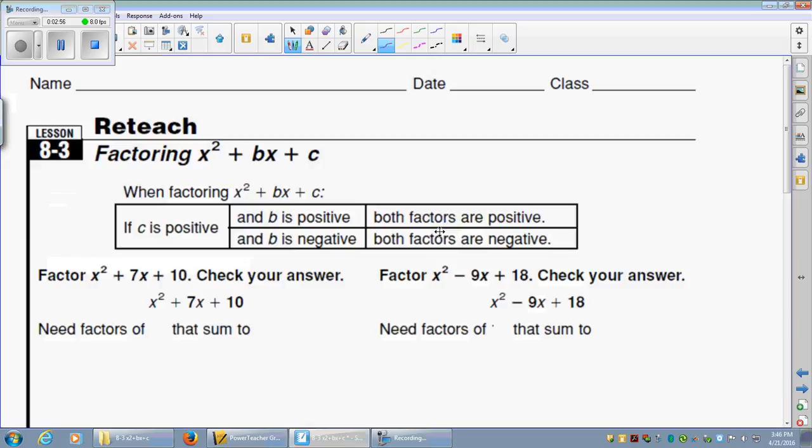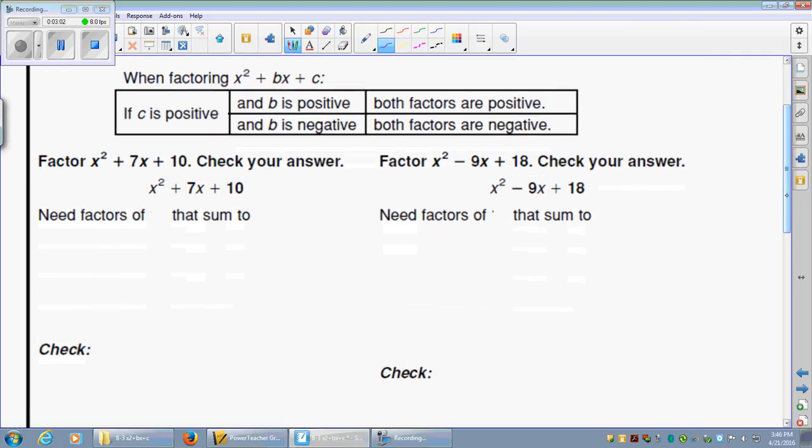So on the next page, when we flip, I'm going to have a couple examples for us. And it's honestly really, really easy. It's just something that you got to remember. So the process for this is you need to think of factors of 10, factors of this guy, that will add to give you 7.